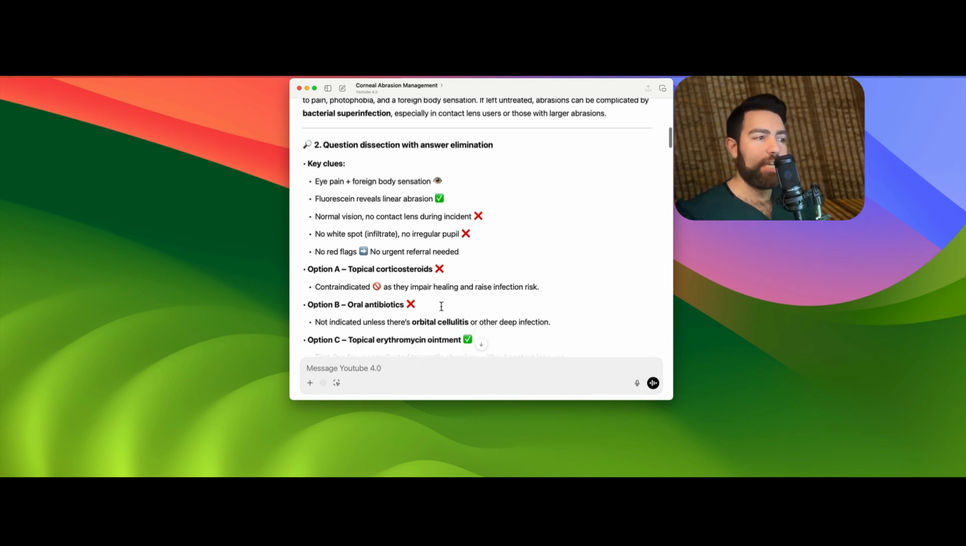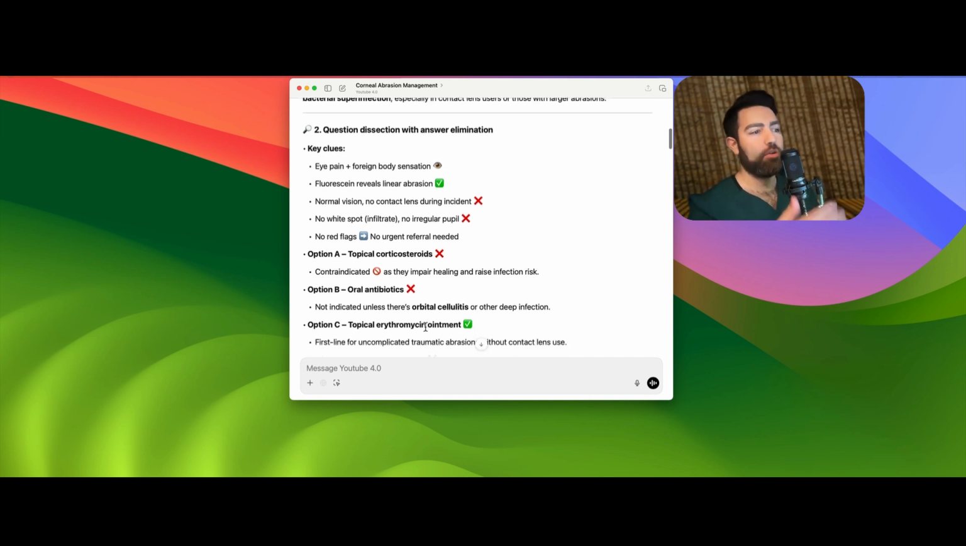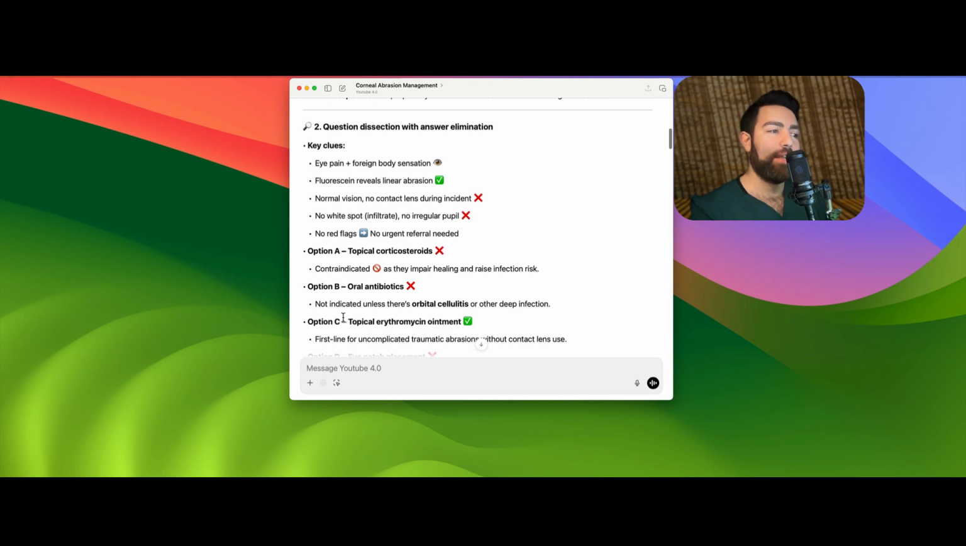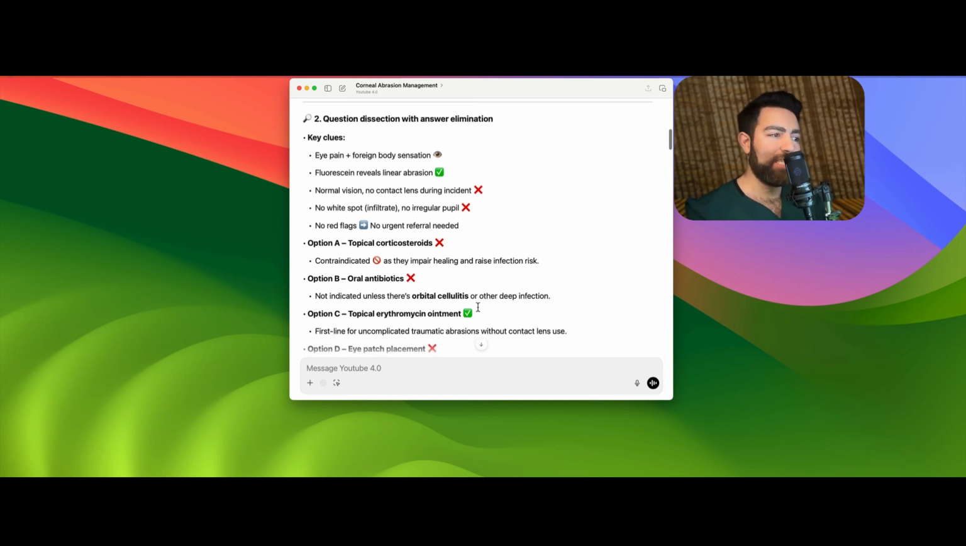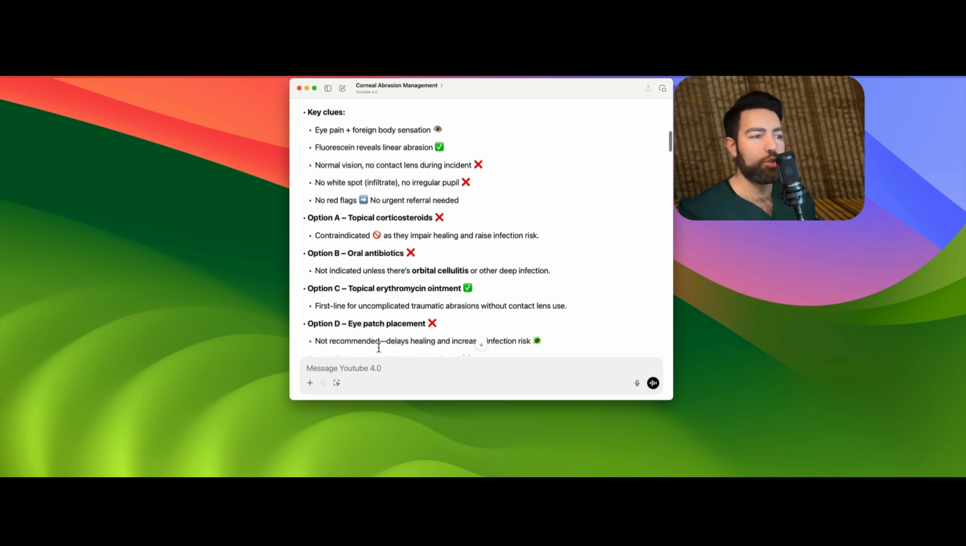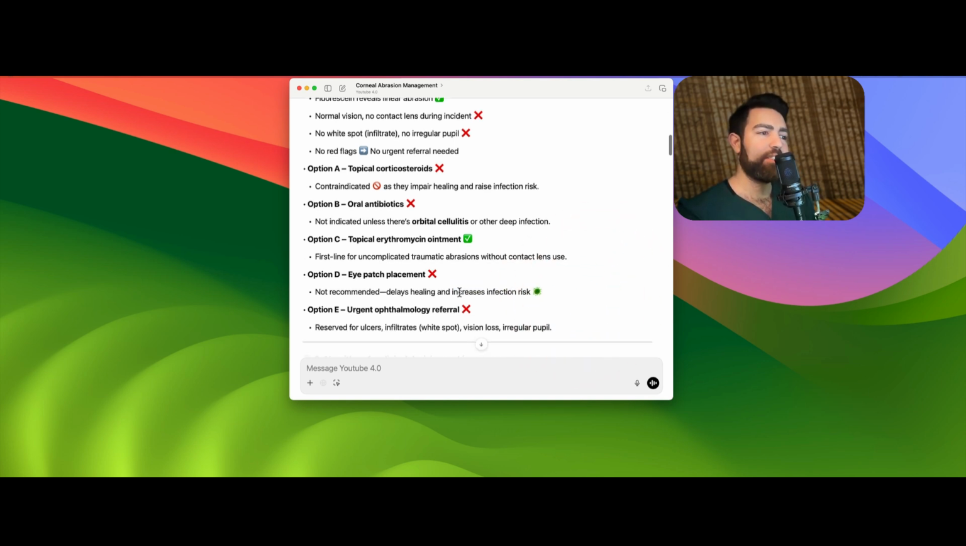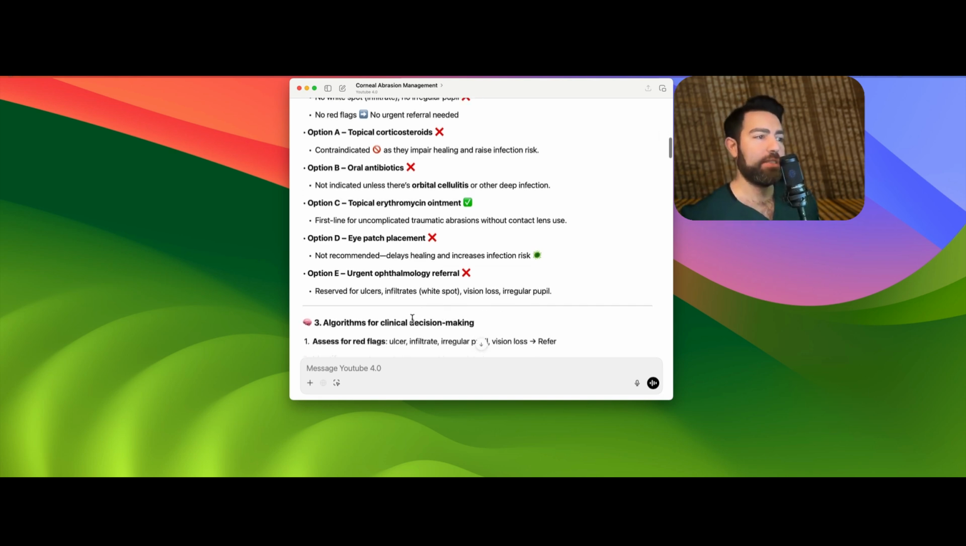Topical erythromycin is actually the correct answer, and this is the first line for uncomplicated traumatic abrasions without contact lens use. Eye patch placement actually is not recommended because it will cause delayed healing and also infection risk will increase. Urgent ophthalmology referral is reserved for ulcers, infiltrates, vision loss, irregular pupils, and the ones that basically don't heal, the abrasions that don't self-heal within the first 24-48 hours.